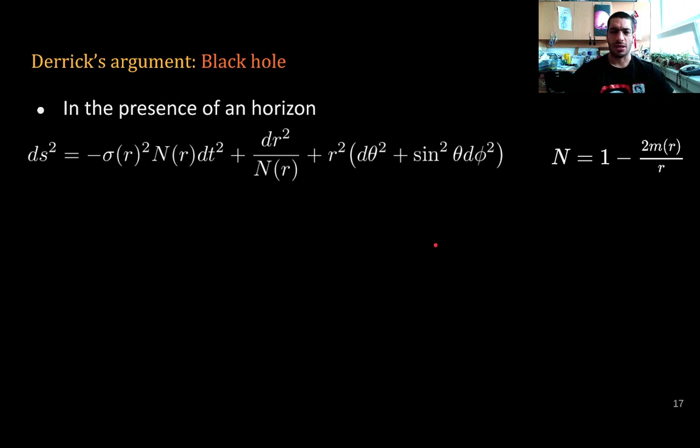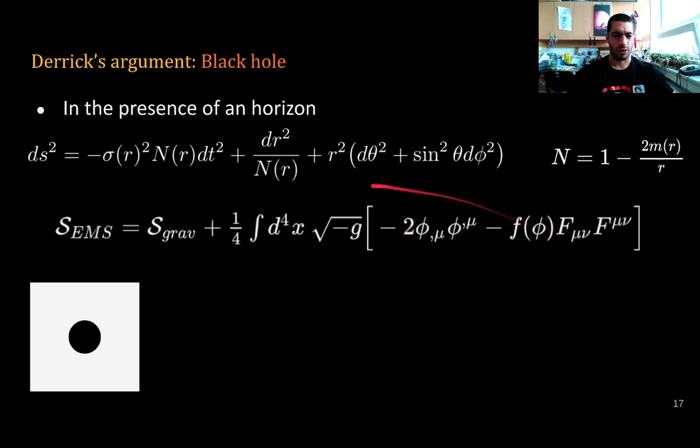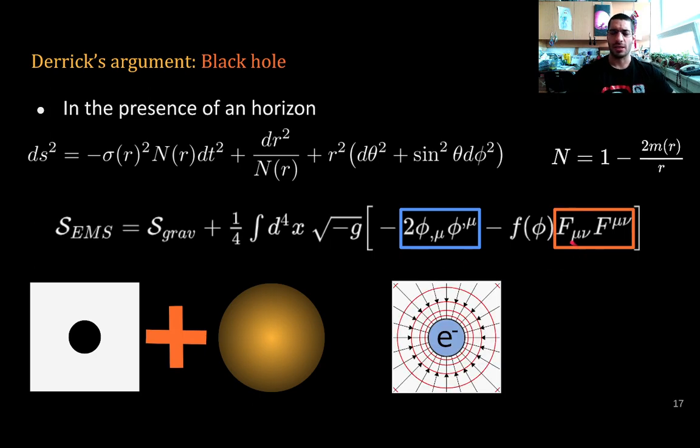So, let us consider now a black hole example. Let us consider the previously established metric ansatz. And let us consider a simple Einstein-Maxwell scalar model, where we have a Reissner-Nordström black hole, first of all, an electrically charged black hole, and then we have a real scalar field that is non-minimally coupled to the Maxwell invariant through a coupling function f of phi.